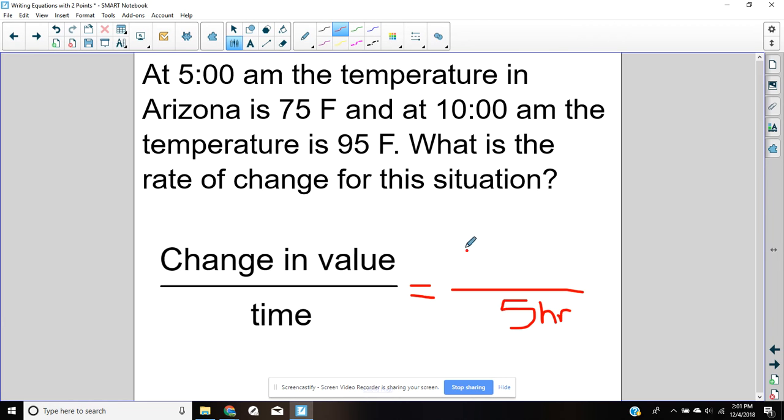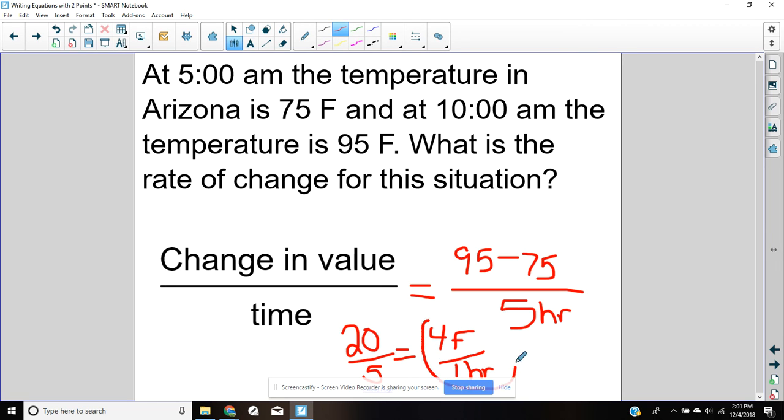And the temperature went from 75 to 95, so we subtract the final from the initial, and we find that the temperature rose 20 degrees in 5 hours. To simplify that, we would simplify it to 4 degrees Fahrenheit per 1 hour. This is the final answer that I'd be looking for, as it's simplified as a rate of change.